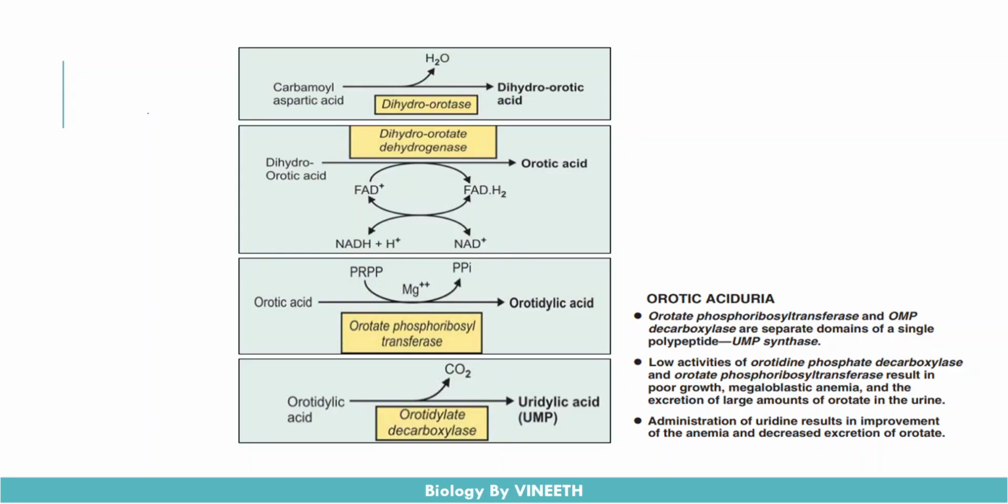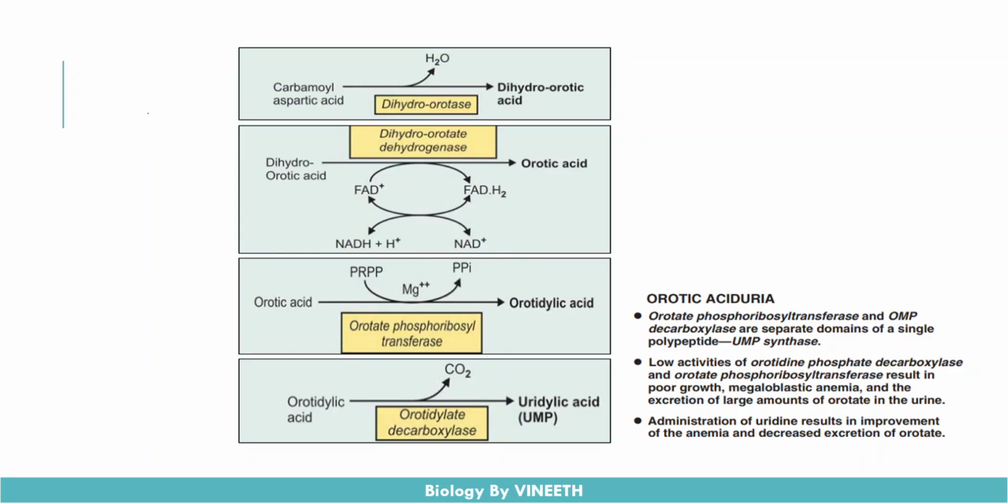When there are low activities of this single bifunctional enzyme, that will result in orotic aciduria. What happens is, people who don't have enough amounts of orotate phosphoribosyl transferase, this single bifunctional enzyme, generally cannot convert orotic acid into UMP. Rather, it gets excreted out in the urine, which results in increased acidic levels of the urine and causes a lot of pain.